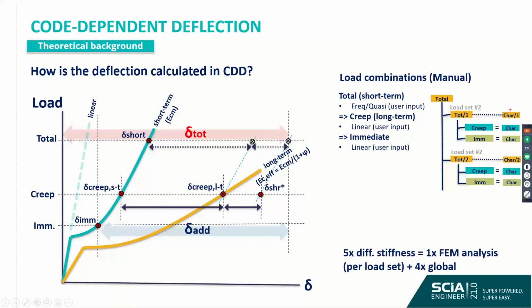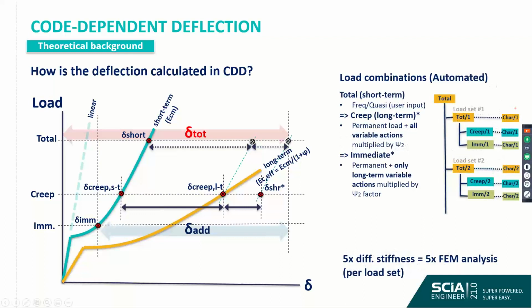Then here is also another very important part, which is the characteristic combinations, because you saw it also in the automated way. To decide whether a cross-section is cracked or uncracked, we need, beside this combination for deflections, also the characteristic components, the characteristic combination. And again, it means for each combination in this load set, so for total, creep, or immediate.